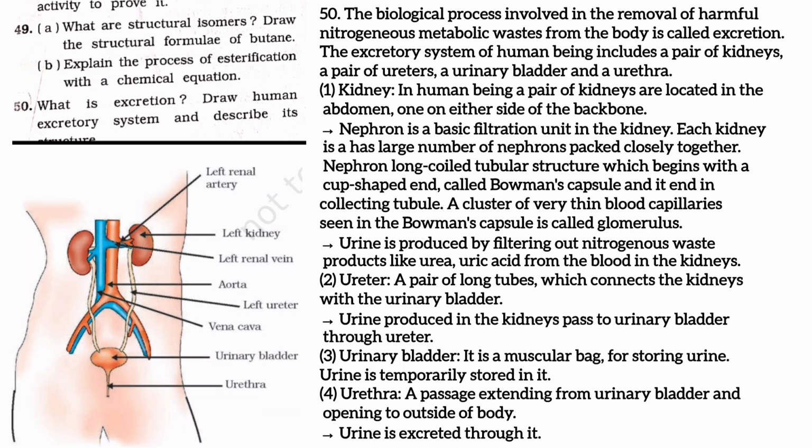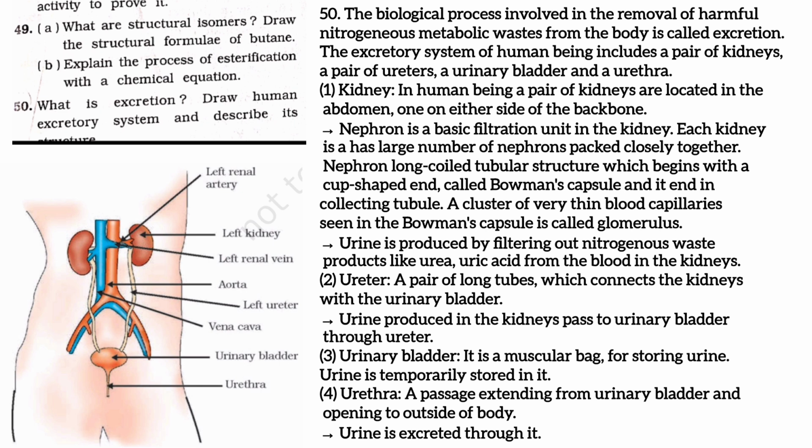Question number 50. What is excretion? Draw human excretory system and describe its structure. Answer. The biological process involved in the removal of harmful nitrogenous metabolic waste from the body is called excretion. Excretory system of human being. The excretory system of human being includes a pair of kidneys, a pair of ureters, a urinary bladder, and a urethra.